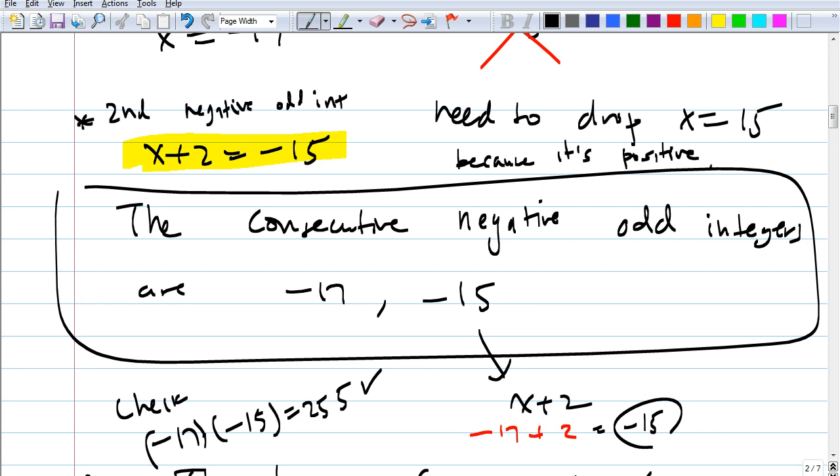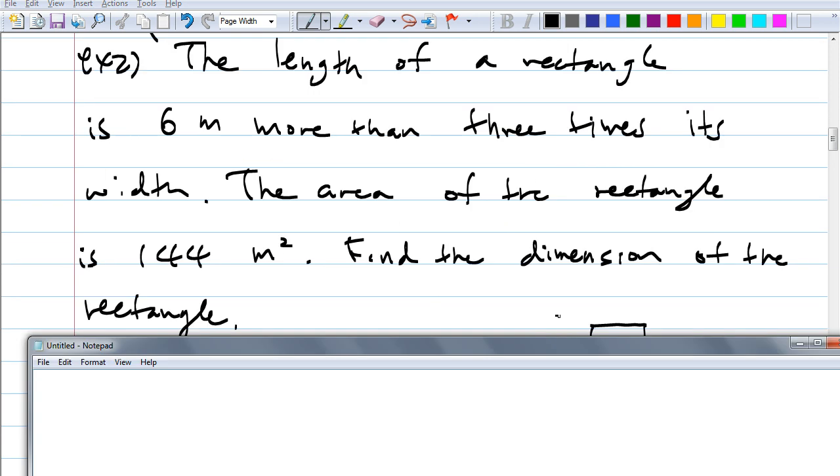Does it make sense? May I go to example 2? Okay, let's go to example 2. Go ahead and write this down. The length of a rectangle is 6 meters more than 3 times its width. The area of the rectangle is 144 meters squared. Find the dimension of the rectangle.